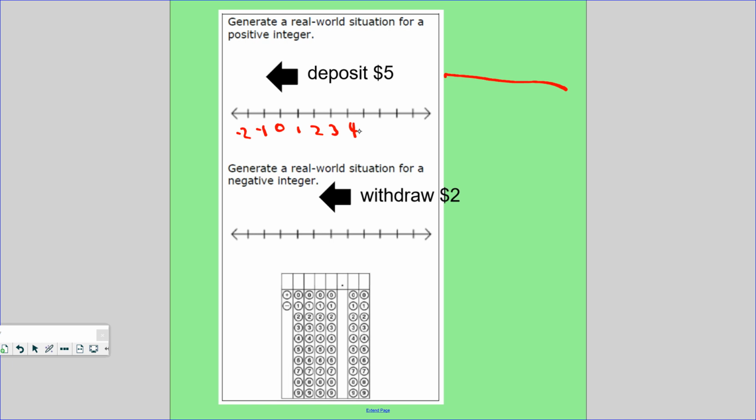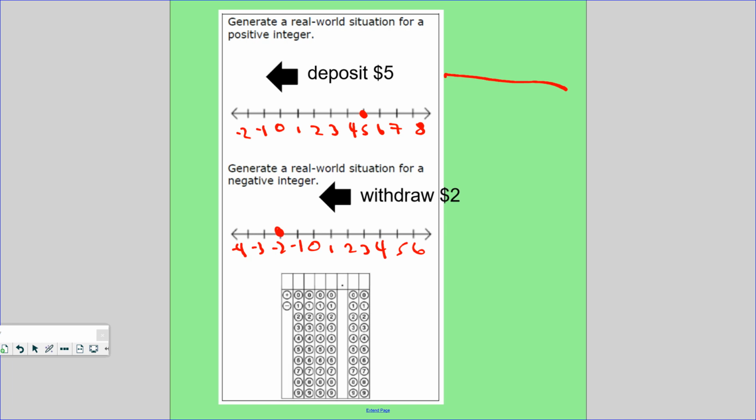To the right of 0. Deposit means I put money in. I'm going to have more money, so put a big dot for positive 5. And then withdraw means I take out. I'm going to make 0 right here this time. So positive integers to the right, negative integers to the left. So when I withdraw $2, I mean I take away, so it'll be right here.